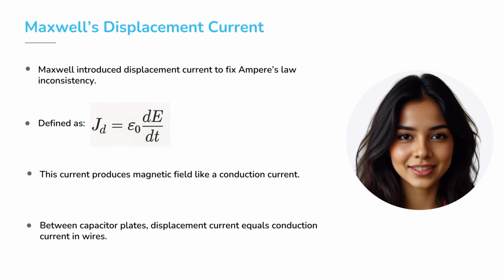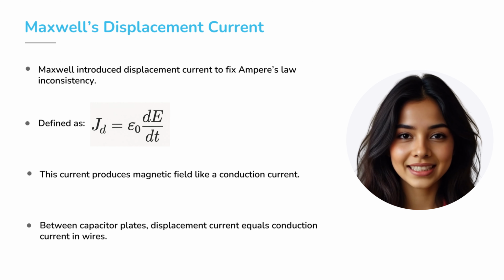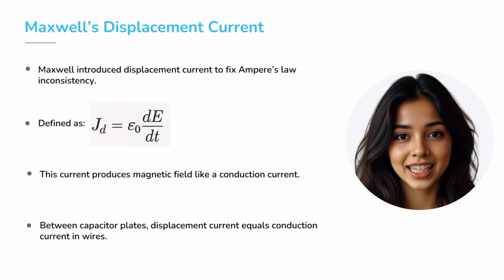So what did Maxwell do? He proposed something bold, the idea of displacement current. He said, let's add a new term. The displacement current density J sub D equals epsilon naught times the rate of change of electric field. That is, J sub D equals epsilon naught times dE by dt. This means a changing electric field behaves as if it's a current. It creates a magnetic field too.